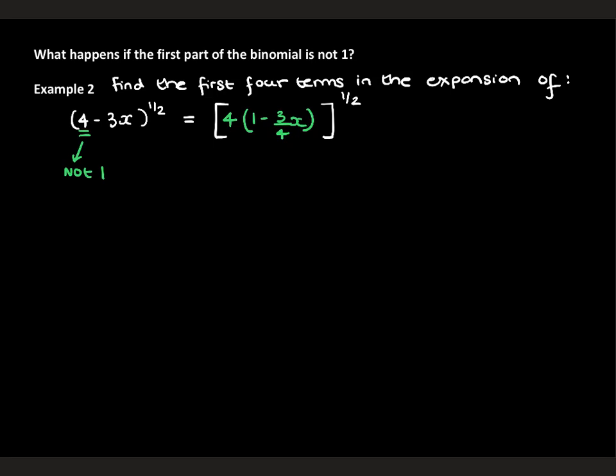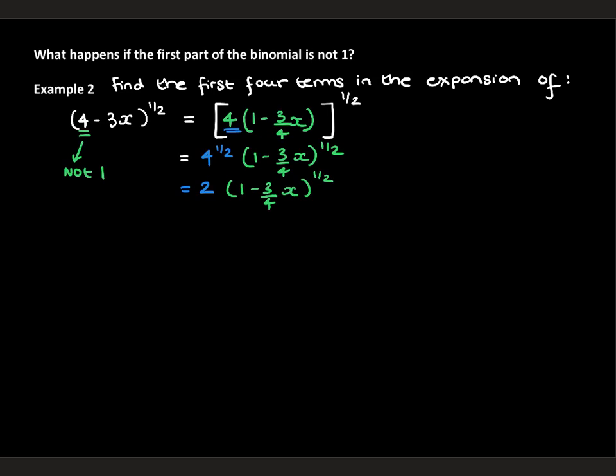Now, we're going to raise each part of this to the power of a half, so that means that this 4 here is raised to the power of a half, and then we have 1 minus 3/4 of x also raised to the power of a half. Now, what is 4 to the power of a half? It's 2. So we have 2 bracket 1 minus 3/4 x raised to the power of a half. So we simply have to now perform a binomial expansion with the green part and then make sure that we multiply each of the terms by 2.